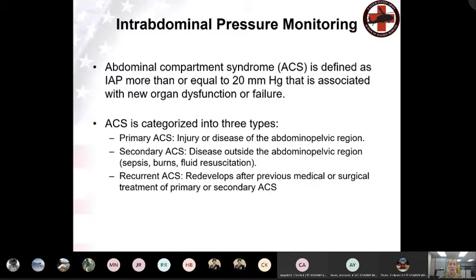Now, it's categorized into several types: primary, secondary, or recurrent. Primary being that there's an issue going on in the belly. Secondary meaning that the issue is coming from somewhere else but impacting our belly. Big things that we're going to see this with are sepsis and burns, so we may have that conversation, particularly in the environments that we're providing care. And then recurrent, meaning that it's going to redevelop. Primary and secondary are the ones that I'm most concerned about.